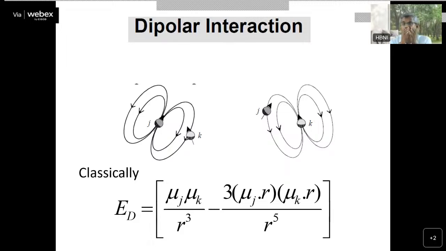Now, let us discuss in detail how a dipole-dipole interaction can affect the NMR line shapes. For a classical understanding, let us say 2 magnets are there. One magnet is K and another magnet is J. Once you keep a magnet, we have lines of force, so magnetic flux density will be there. Then the magnet will have magnetic moments.